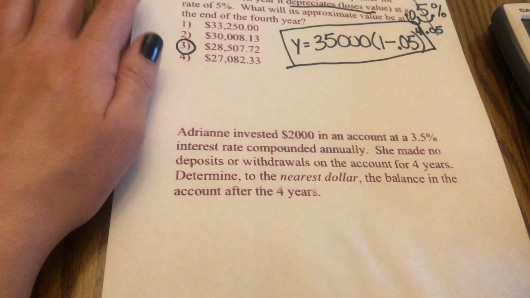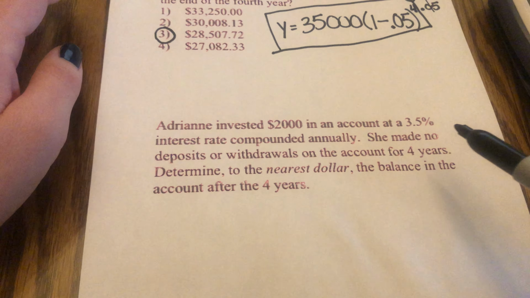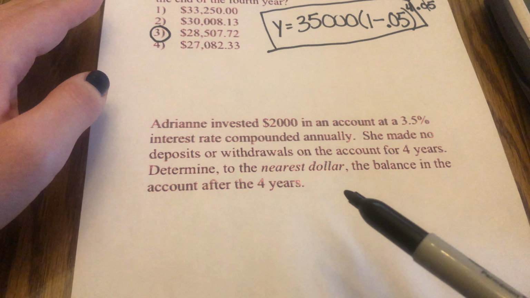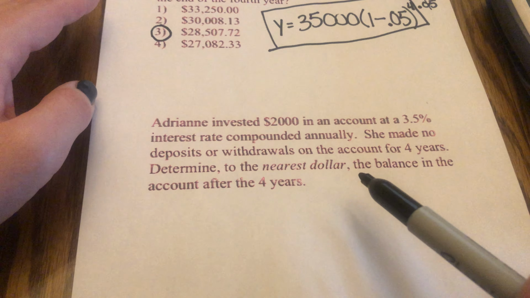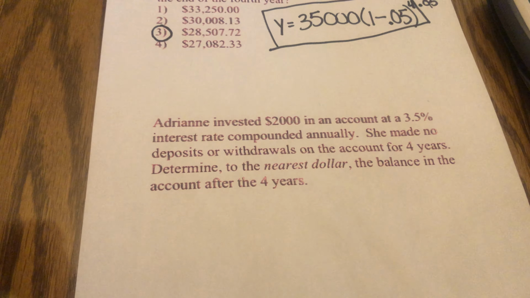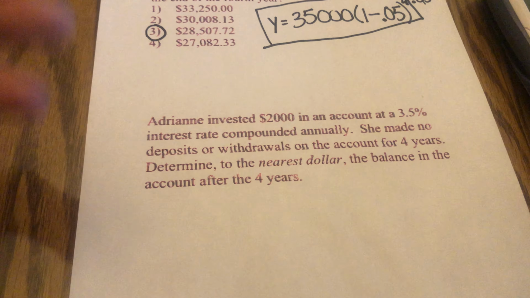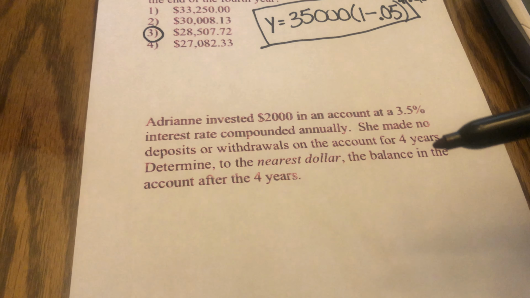Let's take a look at another example. Adrian invested $2,000 into an account at a 3.5% interest rate compounded annually. She made no deposits or withdrawals on the account for 4 years. Determine, to the nearest dollar, the balance after 4 years. So again, we're looking to figure out how much is going to be there. We're going to plug all of our information in, and then we're going to get an actual number.